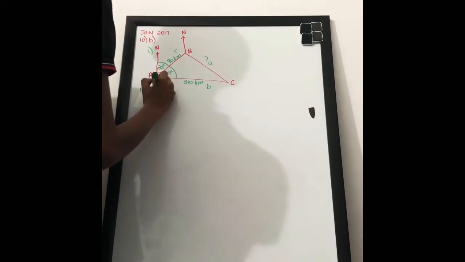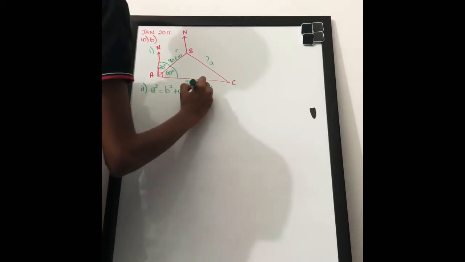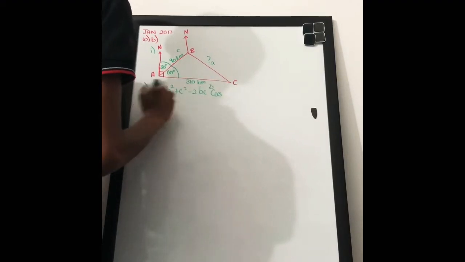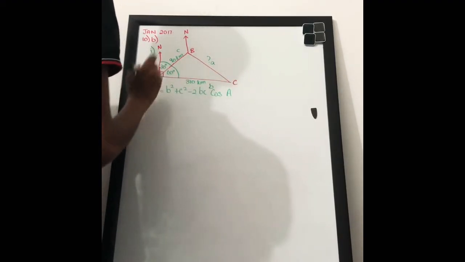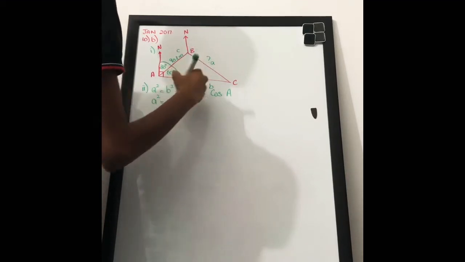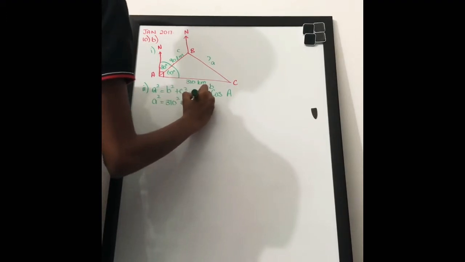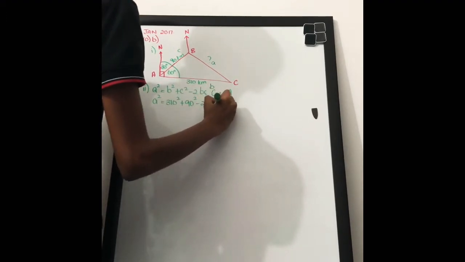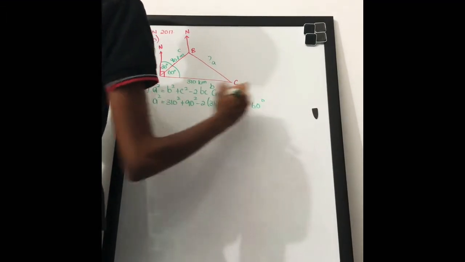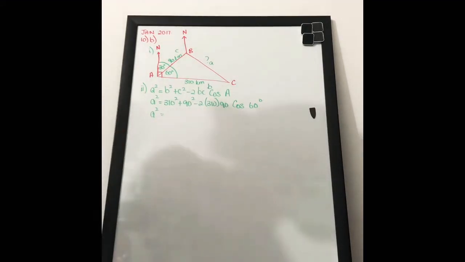Right, so we'd have A squared is equal to B squared plus C squared minus 2 times B times C times cos of the angle A, right? That's what we know, which is 60. So A squared is equal to B squared, which is 310 squared, plus C, which is 90 squared, minus 2 by 310 by 90 cos of 60. Right, so A squared, calculator.